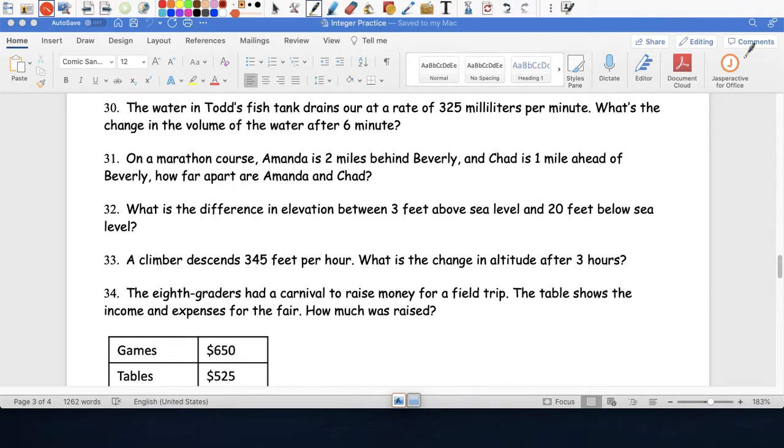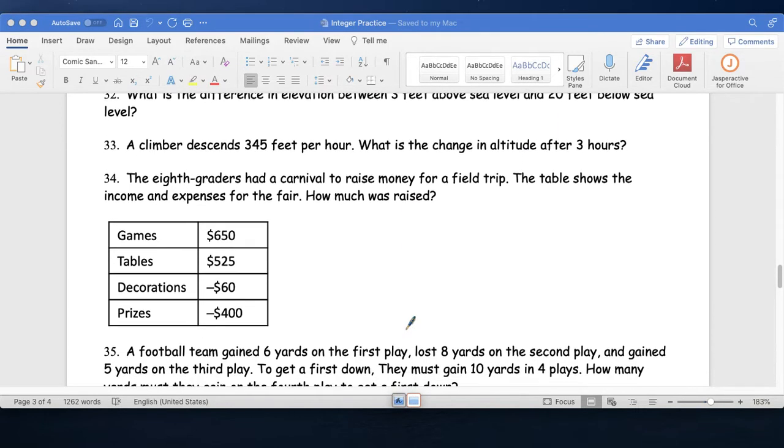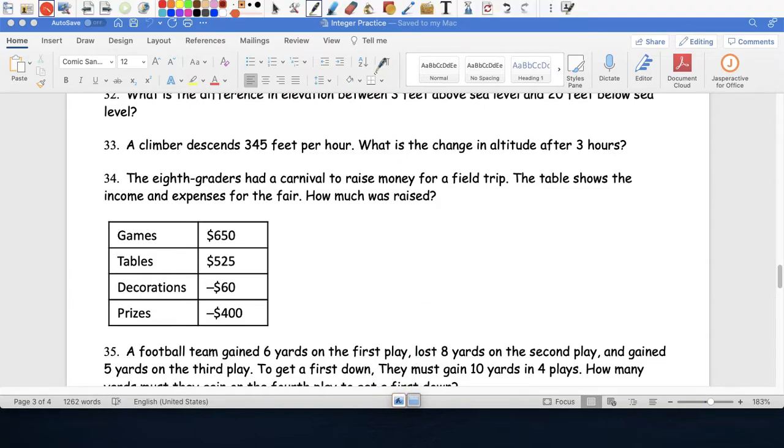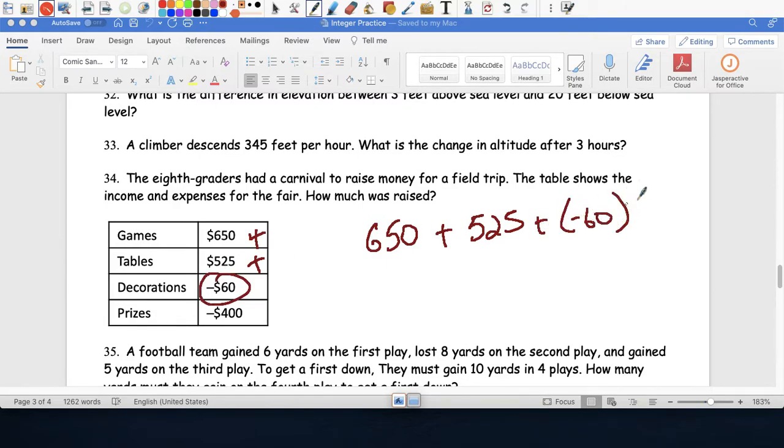34. Eighth graders had a carnival. The table shows the income and expenses. Okay, $650 they earned from the games. It's positive. $525 from table games they earned. Then they had to pay for some decoration, so that's plus negative 60. And prizes that they bought to give away is negative 400. So how much money did they make at the end of the evening? We would have them left with $715.